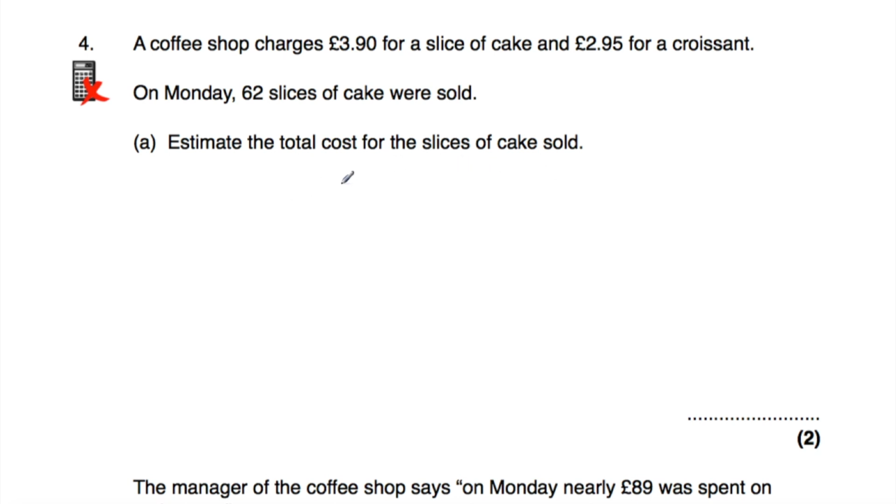So we want to find the total cost for the slices of cake sold. On Monday, there were 62 slices, so we would multiply 62 by £3.90. To work out the actual cost for those 62 slices, we would do 62 multiplied by £3.90. But rather than doing that, we've been asked to work out an estimate, so let's round those numbers. So that's roughly equal to, approximately equal to.